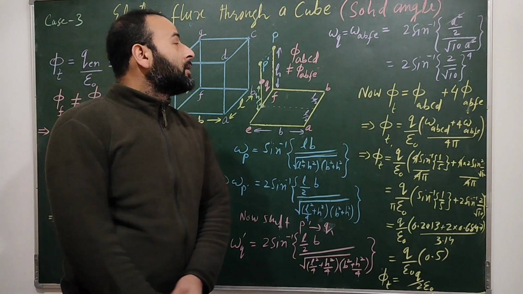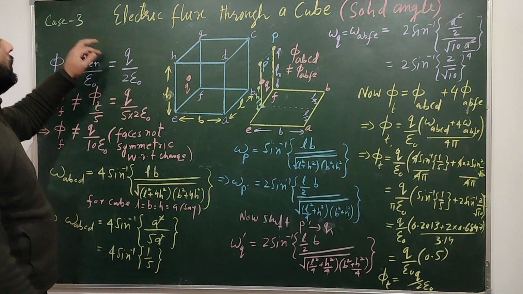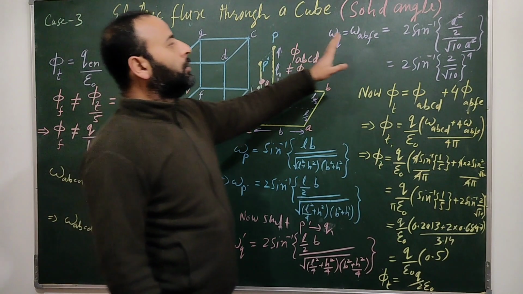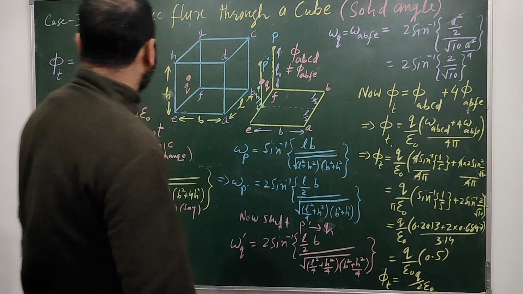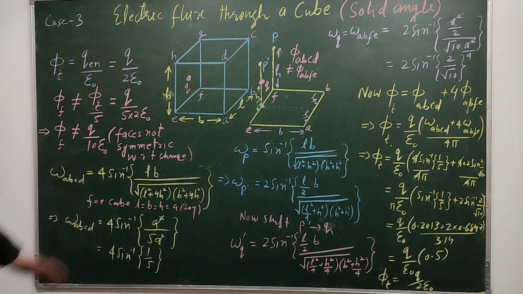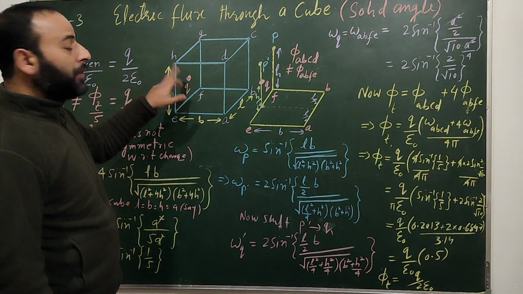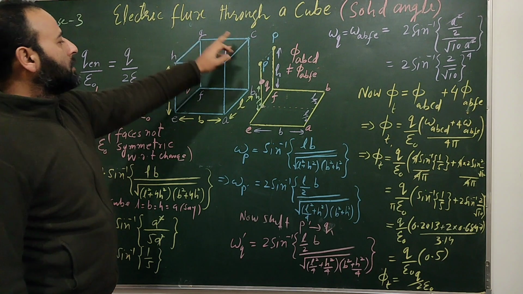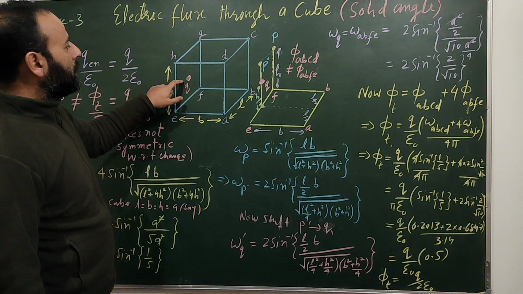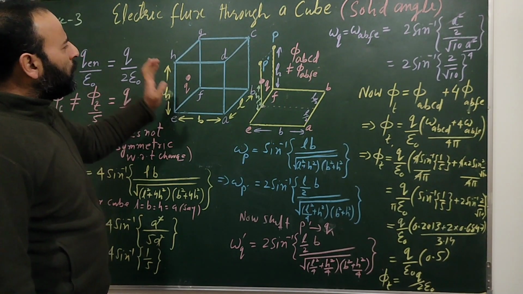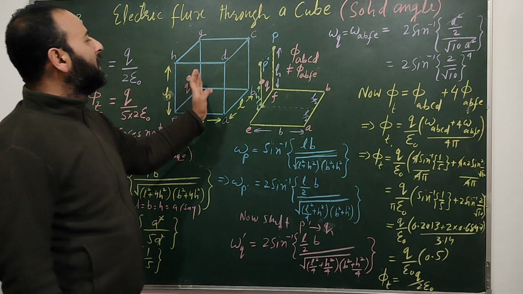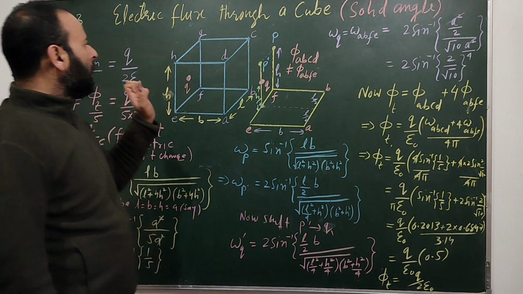Okay, welcome. This is now case 3 of electric flux through a cube using the solid angle. Again, I am considering here a cube. Now the charge is placed at the face center of the cube. So this is our cube. I have placed the charge at the face center. Now we have to find what is the flux through each face of the cube.